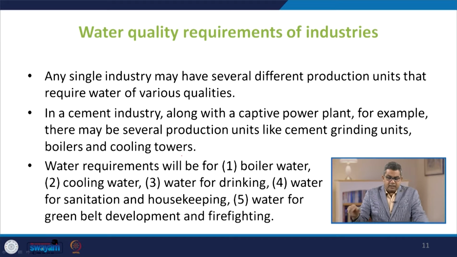Now, any single industry may have several different production units that require water of various qualities, including for housekeeping, etc. In the cement industry, for example, along with the captive power plant, there may be several production units like cement grinding units, boilers, and cooling towers, and water requirement will be for, say, boiler water, cooling water, water for drinking, water for sanitation and housekeeping, water for green belt development and firefighting.